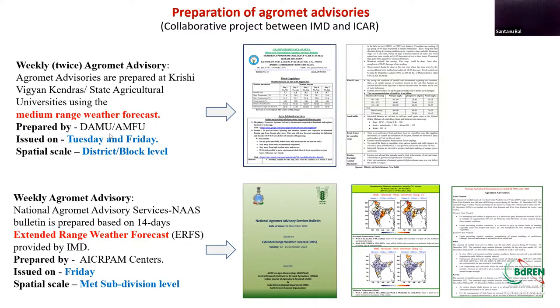These centers have been established in the Krishi Vigyan Kendras of ICAR, where a subject matter specialist in agricultural meteorology, or a scientist from an allied discipline, is exclusively posted, and there is also one agromet observer. In consultation with other subject matter specialists from plant pathology, entomology, agronomy, soil science, and extension, the agromet advisories are prepared and disseminated to farmers through different modes. And we do this twice a week, on Tuesday and Friday.